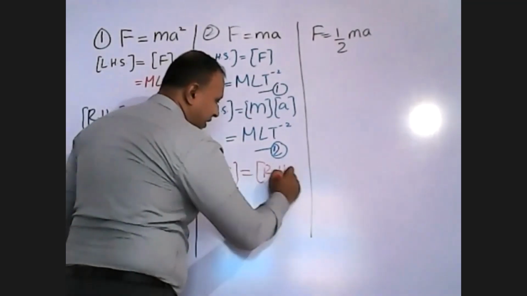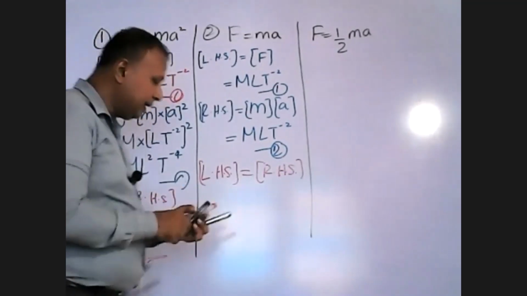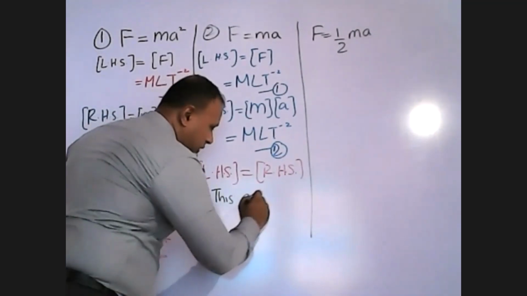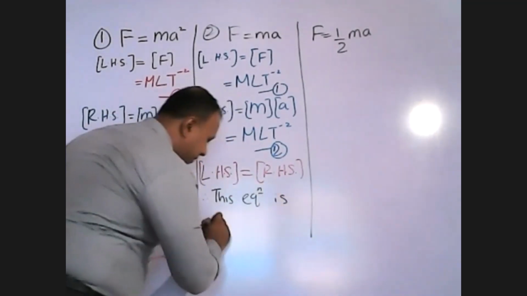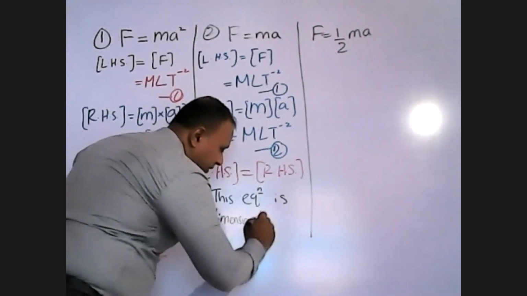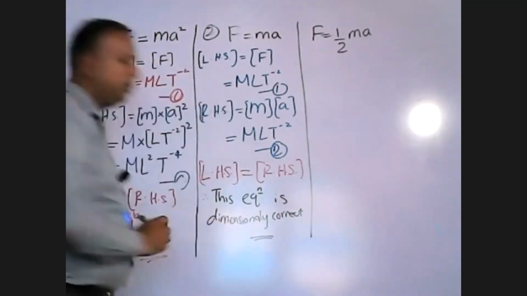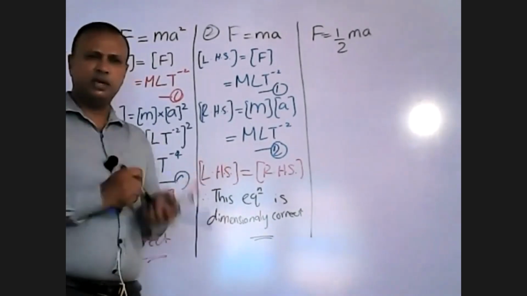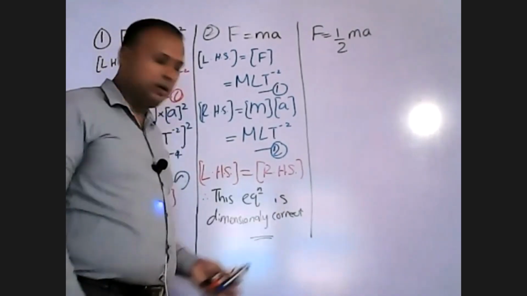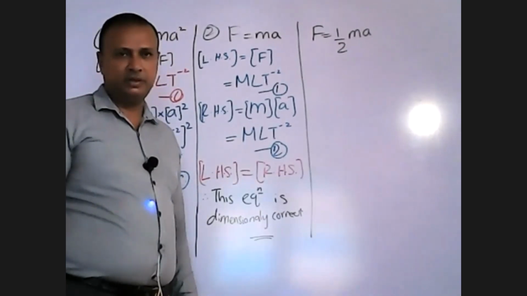The dimension of RHS equals the dimension of LHS. From this, we can only say this equation is dimensionally correct. What is the reason for this? Why can I not directly say it is correct?